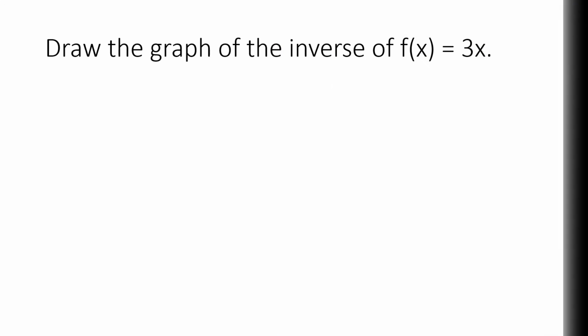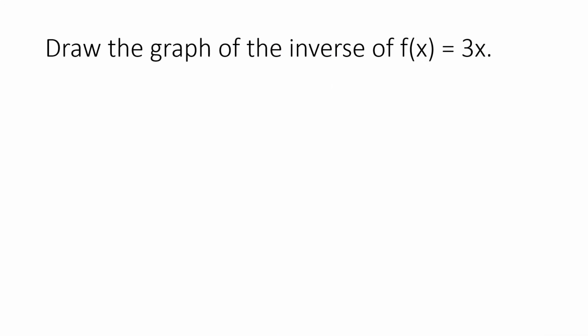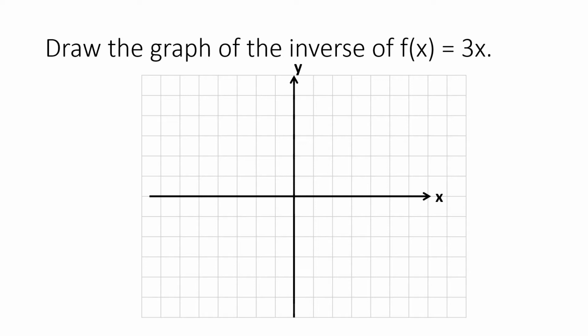For example, draw the graph of the inverse of f of x equals 3x. So in a Cartesian plane, first, we will sketch the graph of the given function f of x equals 3x. Let us consider some of its points. How do we plot these points? This point says that if x is negative 2, y is negative 6. That is, if you substitute negative 2 to x, this will become 3 times negative 2, which is negative 6. That will be the value of y. So if x is negative 2, y is negative 6.